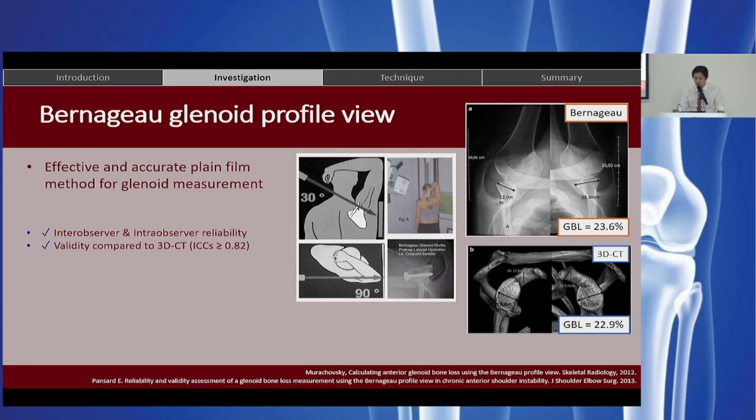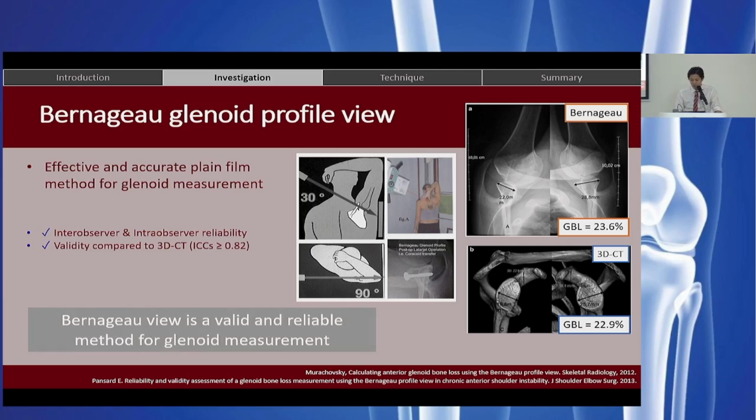But there is another X-ray called the Bernageau glenoid profile view, a plain film that has been studied and said to be effective and accurate for glenoid bone loss measurement. The patient abducts and externally rotates their arm. The X-ray is tilted caudal 30 degrees and parallel to the scapula.